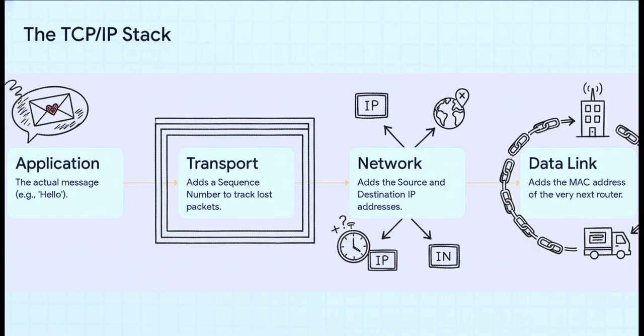So at the very center, you have your actual message. Then a layer gets wrapped around it that adds a sequence number so the computer on the other end can put all the pages back in the right order. Then the next layer gets wrapped around that, adding the final destination IP address and the return address. And finally, the outermost layer gets added, which only has the address for the very next post office on the line. Each layer adds a new set of instructions.